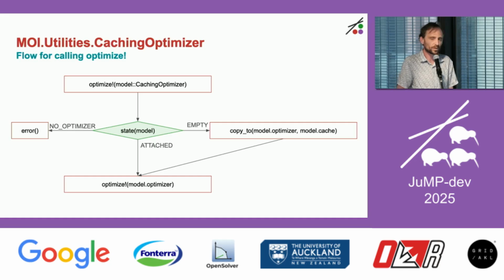And then when we come to optimize, we say, hey, we've got this caching optimizer. Do you have an optimizer attached? If no, error. If you are attached, we want to optimize from HiGHS. Otherwise, we need to copy the model from that cache into HiGHS and then solve it.